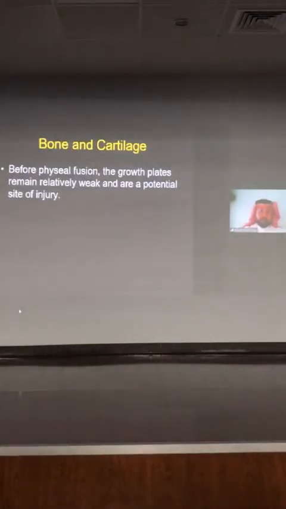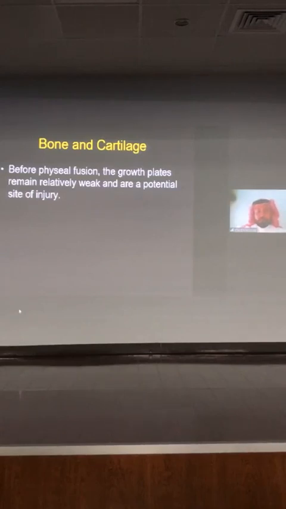Now, bone and cartilage. So this bone and cartilage are very important in the pediatric group for so many reasons, and the growth plates are very important to look at as well. Any injury to the growth plate can lead to leg length discrepancy in the pediatric population, and this is an issue, so we have to be really careful in looking into those.